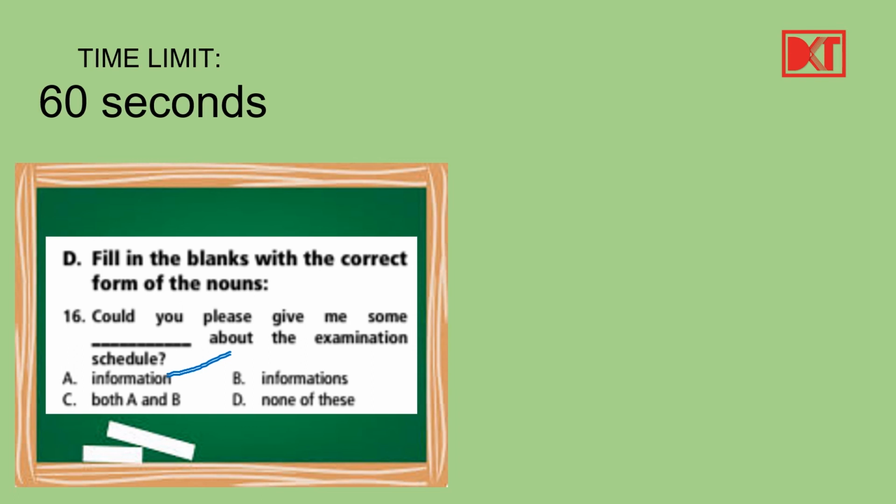Alright, so here it says, could you please give me some dash about the examination schedule? Now let's see the options. Could you please give me some information about the examination schedule? Or could you please give me some informations about the examination schedule? Here the correct answer is A, information. Now why information? This information is an uncountable noun. That's why some information.